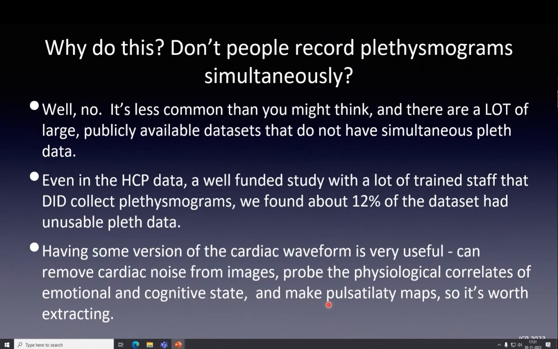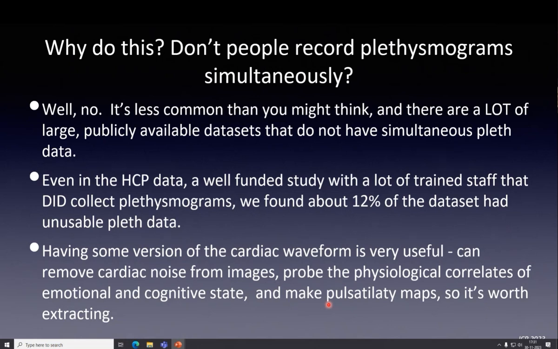Why do you do this? Don't people record simultaneous plethysmograms? Well, the answer is not always. I mean, we don't typically, or we didn't. And even when you do, like in the HCP data, about 12% of the plethysmograms are bad. I don't know, people had nail polish or the thing fell off or whatever. So if you wanted to analyze that 12% of the data, you're out of luck. But now you have a second way to generate this data. So you can get it even if you didn't have it or if there was a failure.